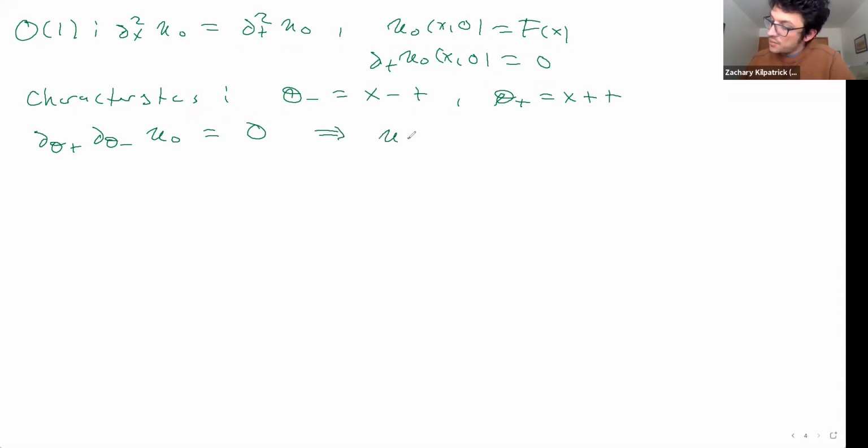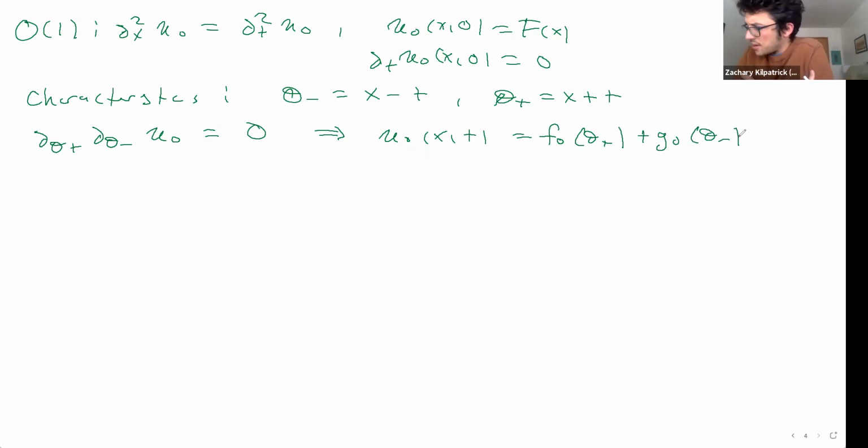So this means that u0 of xt is equal to f0 of theta plus g0 of theta minus, right? I get a constant, and then I can integrate it up. So if I plug this in, a differentiator works out. You can also plug this in with the change of variables into your original equation and see that it works out, right? This is just the general solution to the standard homogeneous wave equation.